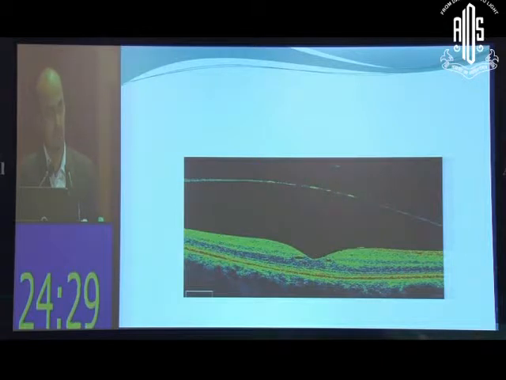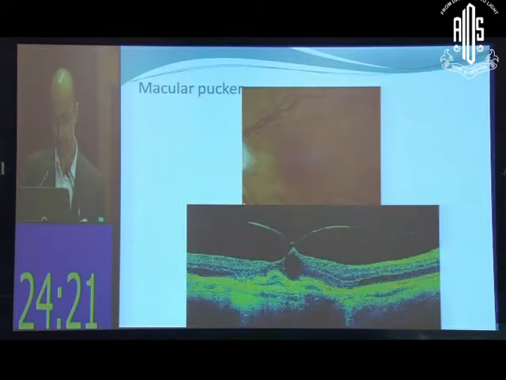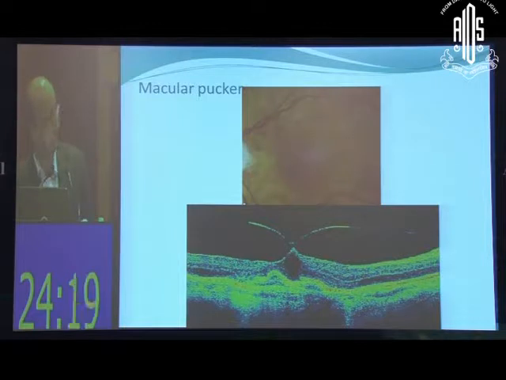Visualization of the vitreous is also very important. Here you can see that there is a complete separation of the vitreous from the retina, and therefore it's a posterior vitreous detachment. Whereas here you can see that there is an attachment of the vitreous to the macular area, and this is vitreomacular traction.